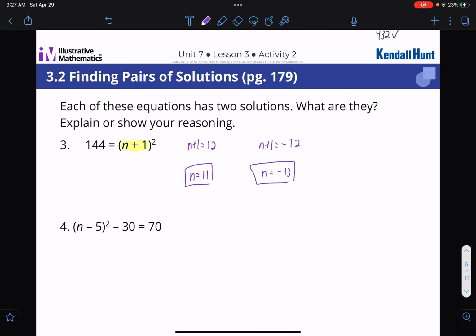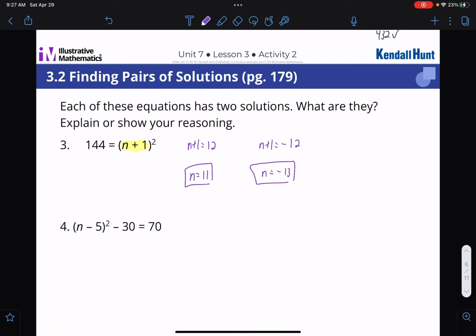All right, because if we think about it, if n was 11, 11 plus 1 is 12. 12 squared is 144. If n was equal to negative 13, negative 13 plus 1 is negative 12. Negative 12 squared, negative 12 times negative 12, is also going to be positive 144.